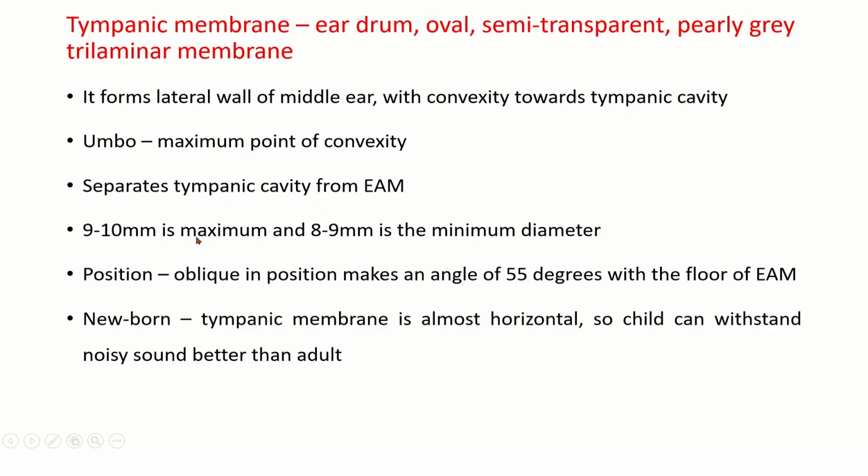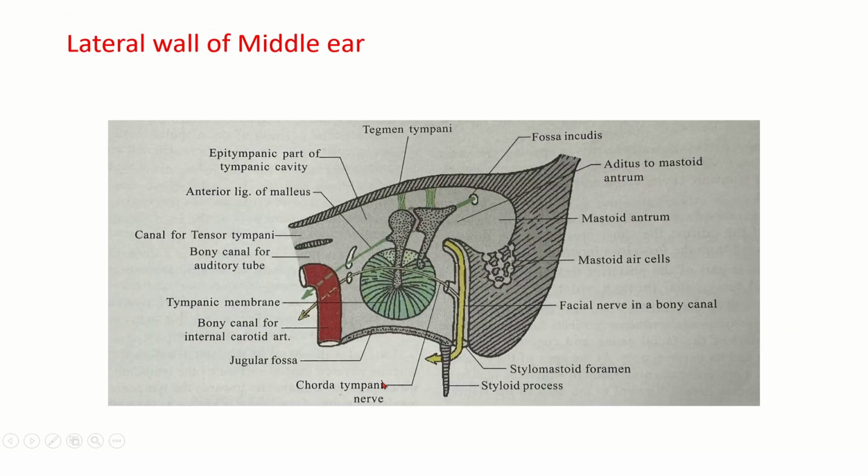Maximum diameter is 9 to 10 millimeter. Minimum diameter is 8 to 9 millimeter. It is obliquely placed, making an angle of 55 degrees with the floor of the external acoustic meatus. In the newborn, the tympanic membrane is almost horizontal. That's why a child can withstand noisy sound better than an adult.